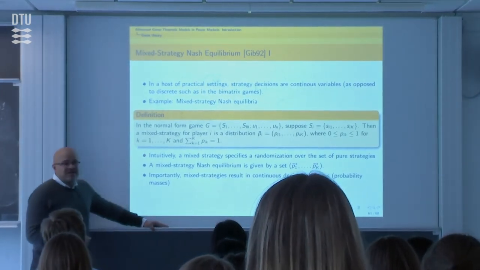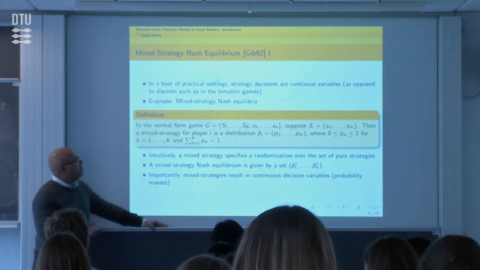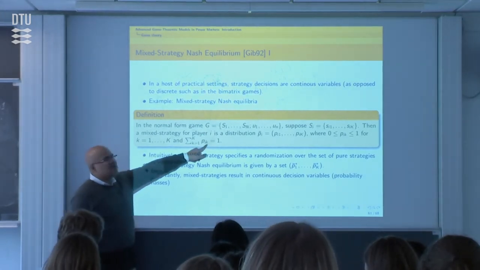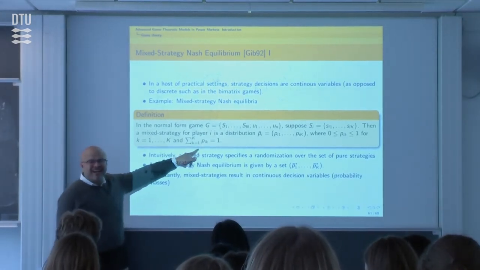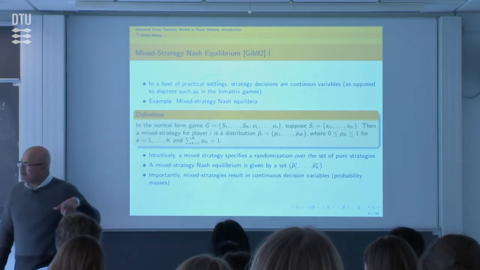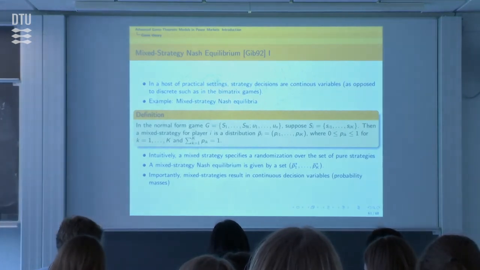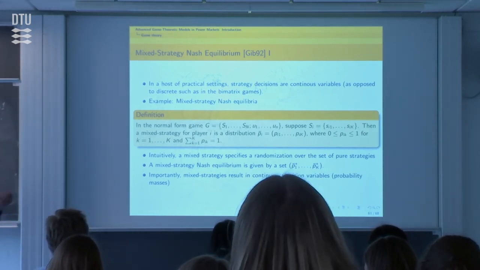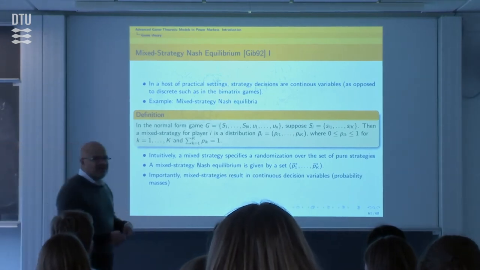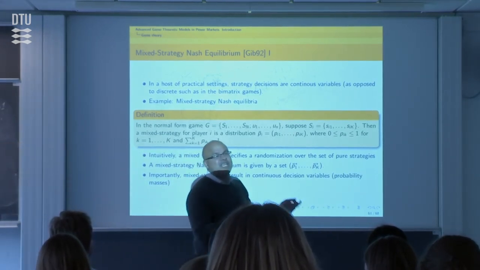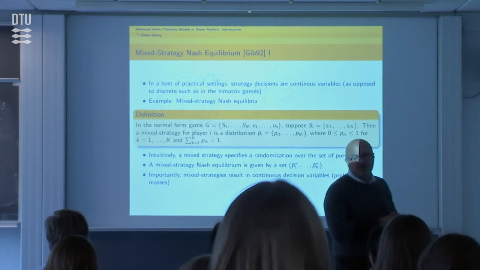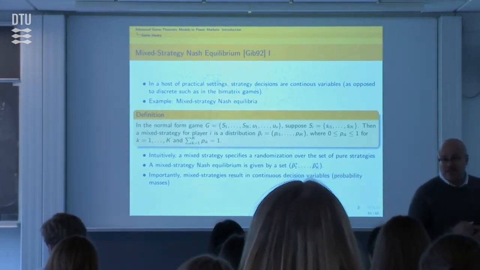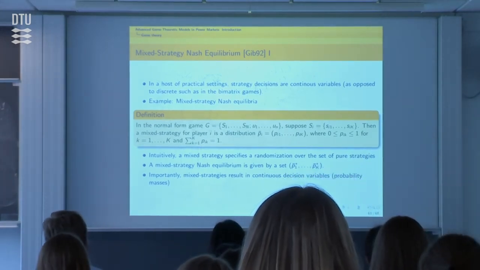Now, a mixed strategy Nash equilibrium essentially is an equilibrium in these probability distributions. They're actually probability mass functions. So if you have an equilibrium in that, what does it mean mathematically? It just means that if players use this probability mass function to choose a strategy, then there's an equilibrium in those probability mass functions. It doesn't say anything about an equilibrium in the pure strategies.